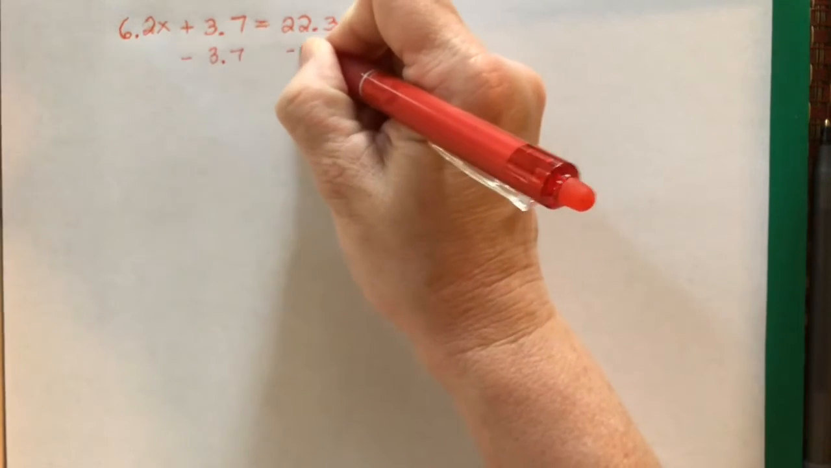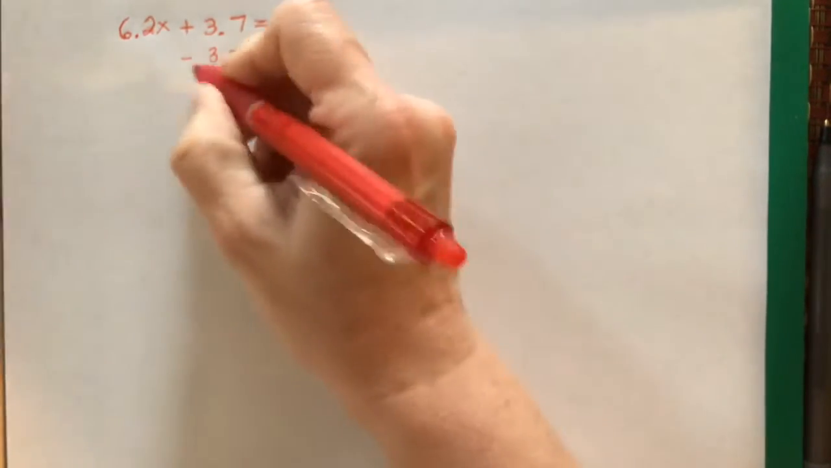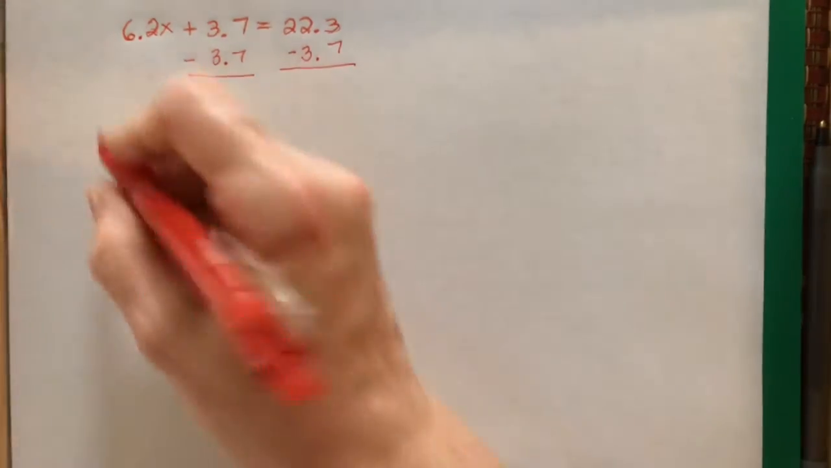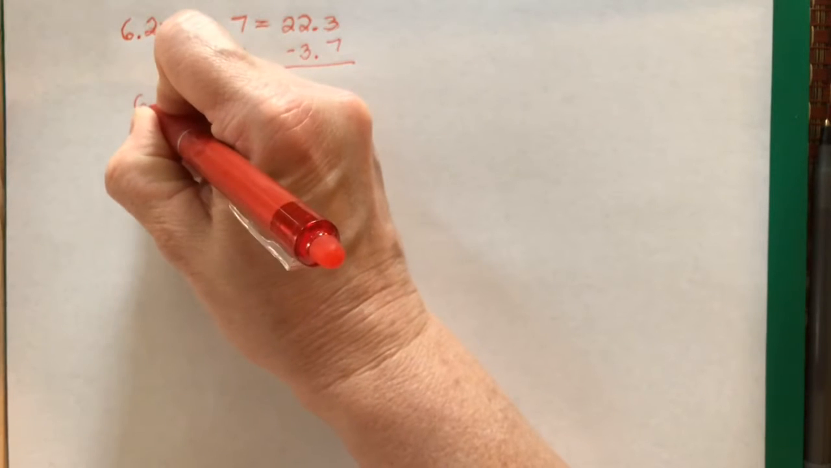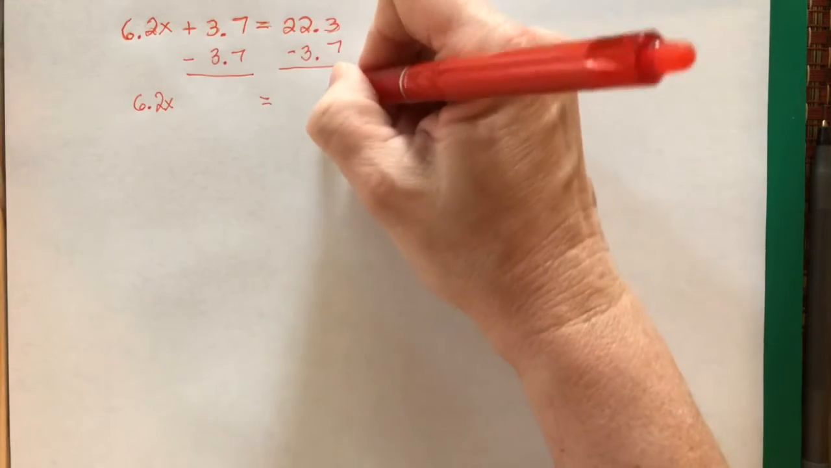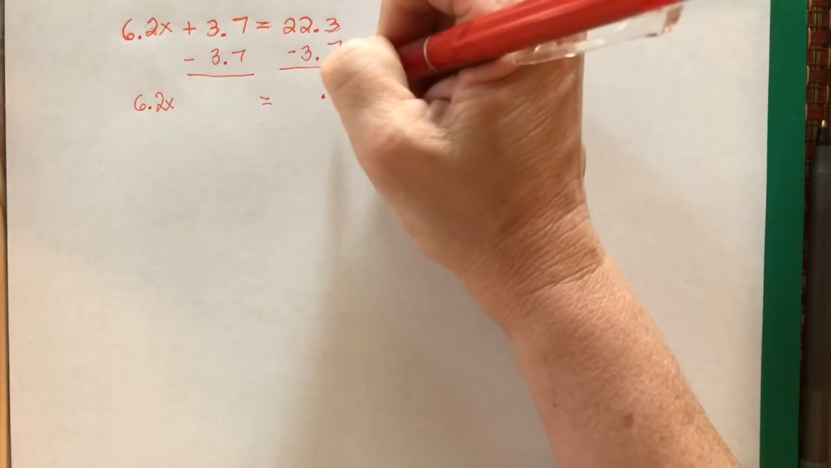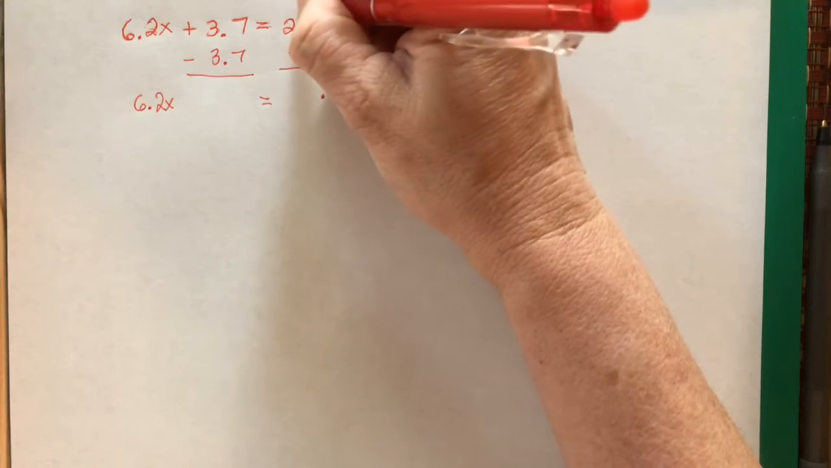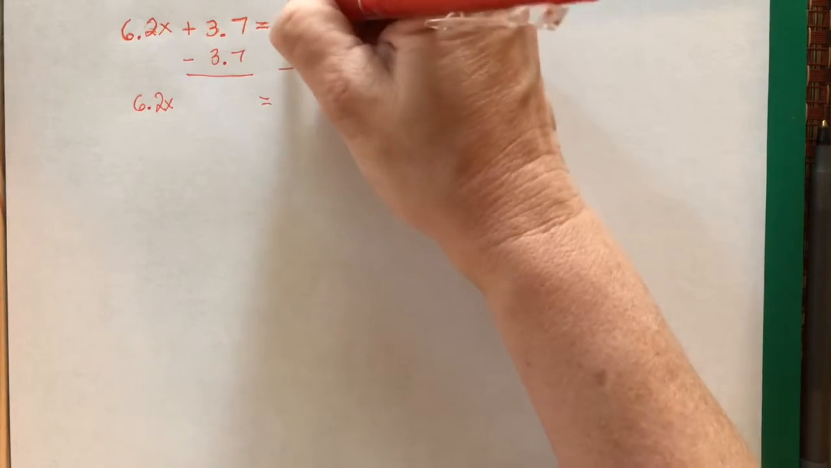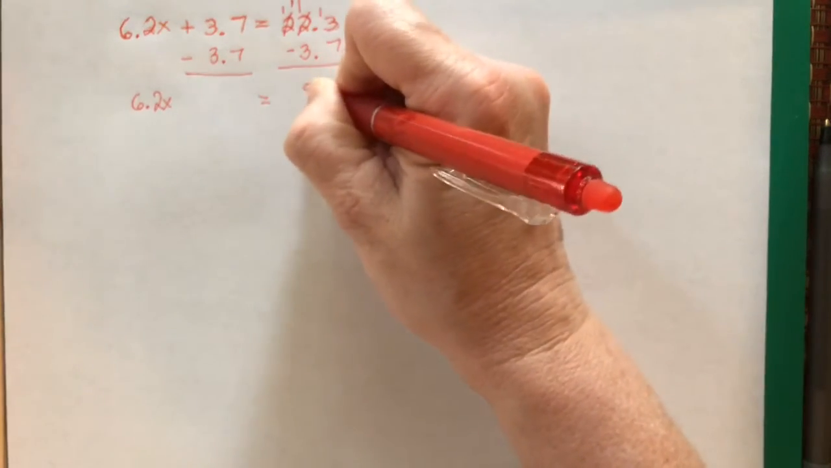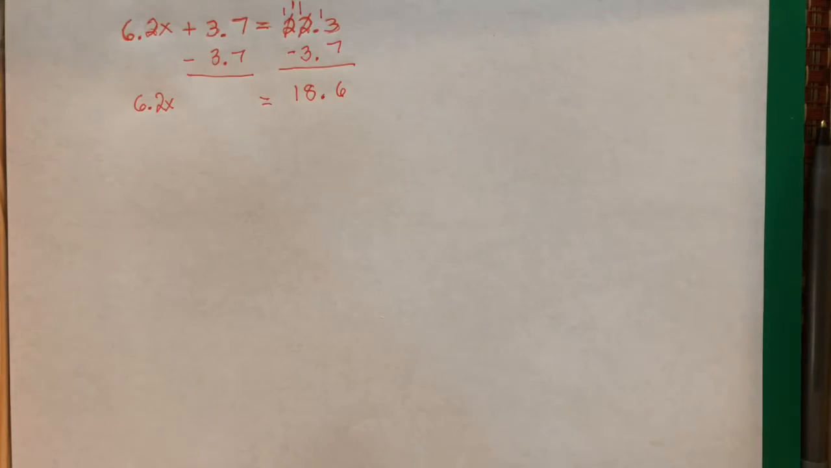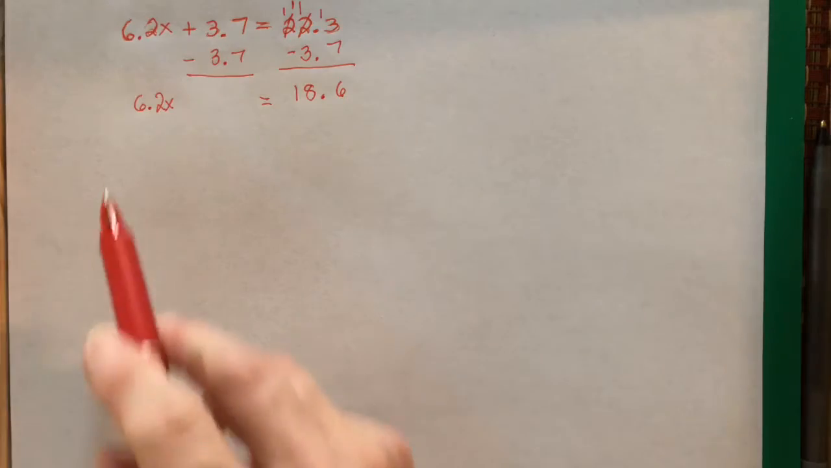If we do that to one side, we have to do that to both sides. So we subtract 3.7 from both sides. That's an inverse operation. And now we get 6.2x equals, and I'm going to have to subtract here. I've got my decimals lined up already, and I will regroup. This is 6, and I get 18.6.